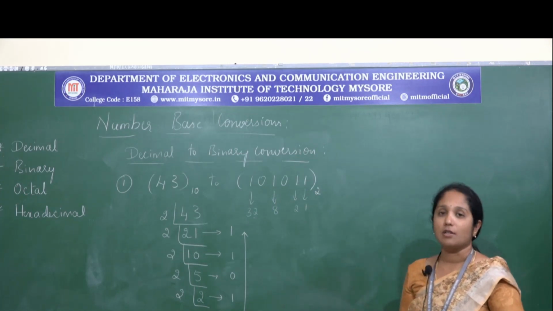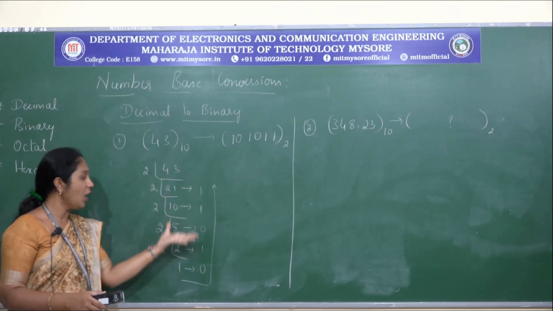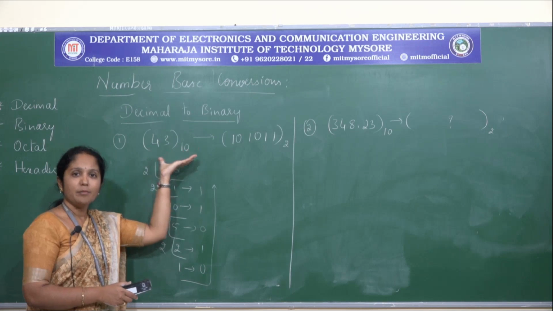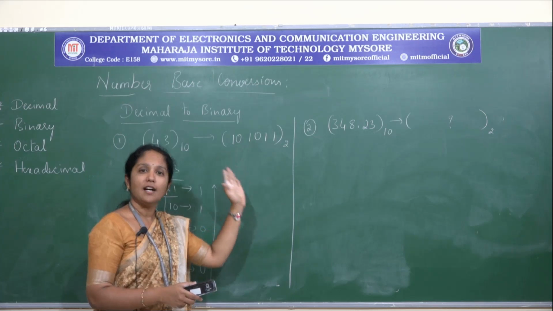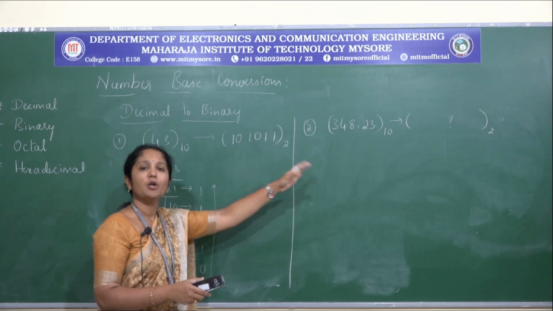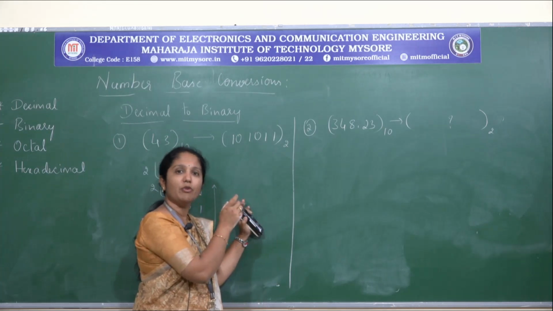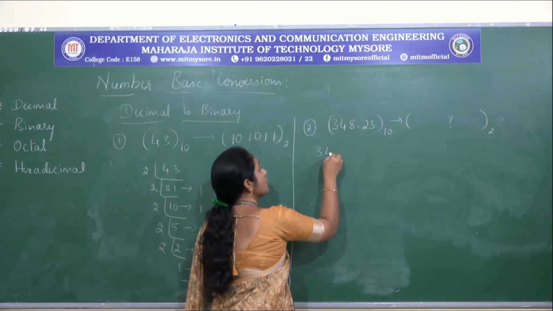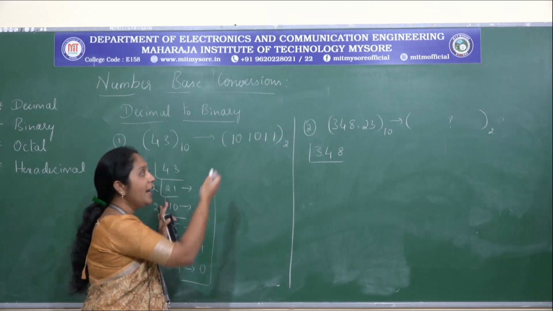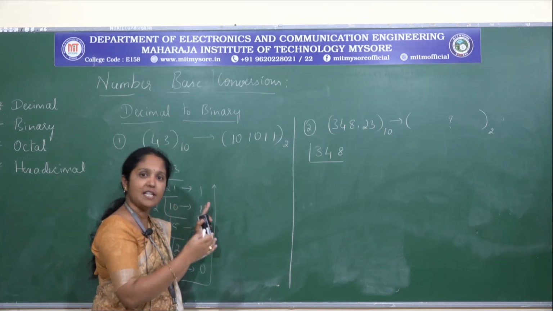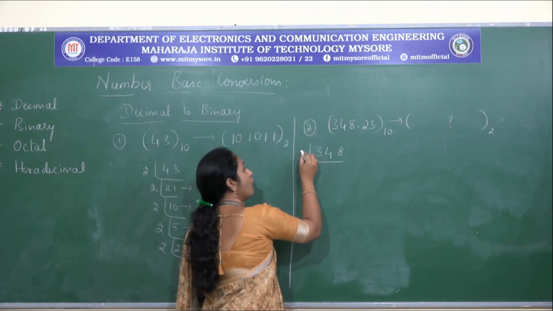Now, if you have a fraction, then you need to know how to convert it. That is also very important. Just now we have seen how to convert a given decimal number to a binary number. Now let us understand the procedure for converting a fractional decimal number to a binary number. 348 is the digits we have before the decimal point. Let me consider 348 first. We will see how to convert this using the procedure we just learned, and then we will consider the fractional part and see how to convert it into the binary equivalent.